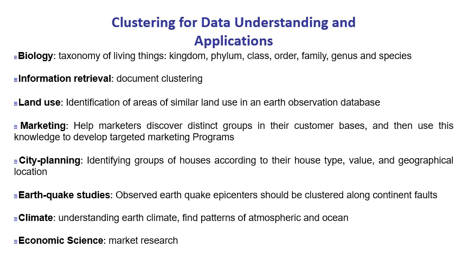In city planning, identifying groups of houses according to their house type, value and geographical locations should be clustered. In supervised learning, we know exactly what input has to be given and what will be the output. When such things are known to us, we call it as supervised learning. If the predefined classes are not known to us, we are going to call it as unsupervised learning.